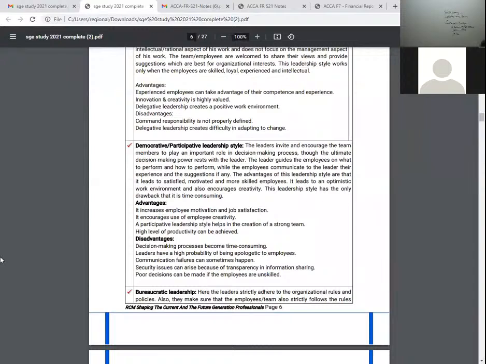Bureaucratic leadership is very similar to autocracy. But under bureaucratic leadership, remember here, we are basically going to obey the rules, regulations and policies of the company 100%. Here, the leaders strictly adhere to the organizational rules and the policies. Also, they make sure that the employees' team also strictly follow the rules. So remember, this bureaucratic leadership is Max Weber's model.